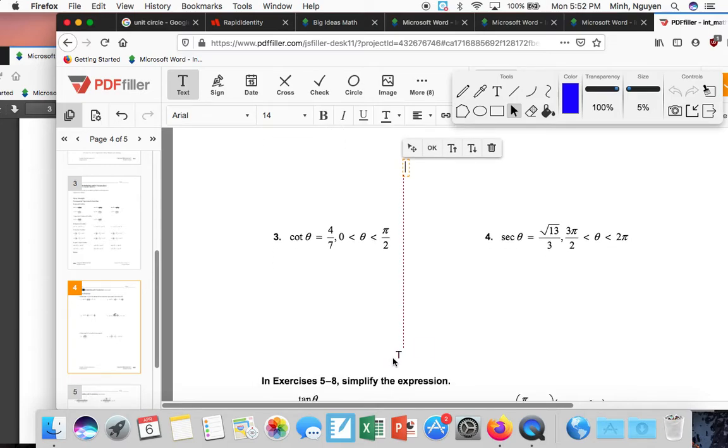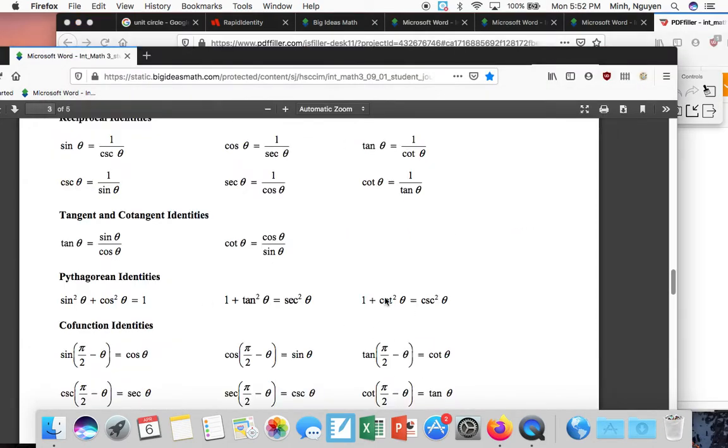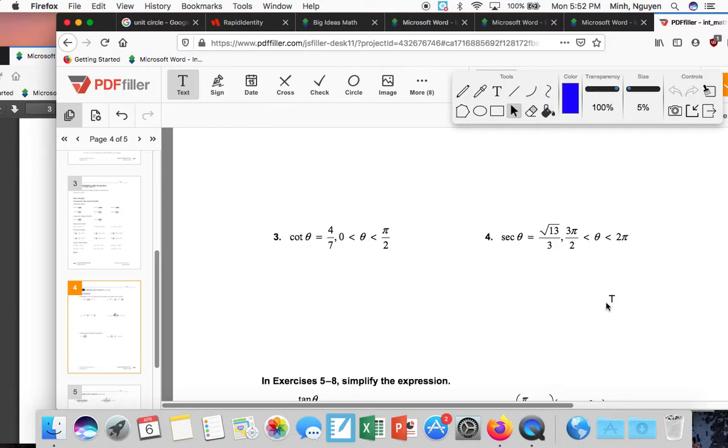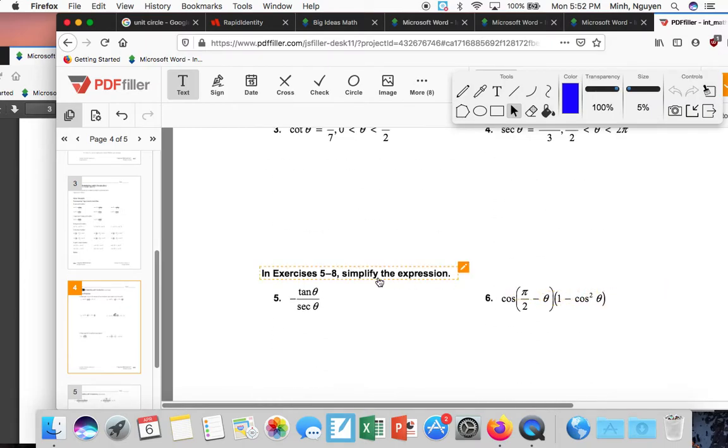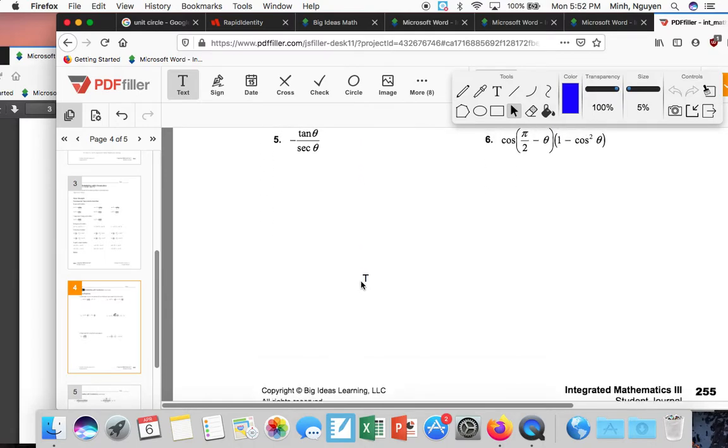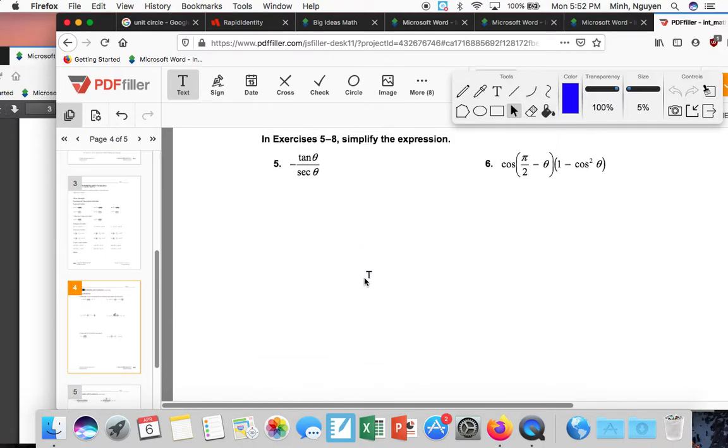So I'm going to leave these two because it's literally just going through here and picking which ones are appropriate. Then I'll go here. In exercises 5 through 8, simplify the expression. So when it's telling us to simplify, it's really just asking us to rewrite it in whatever way we can.